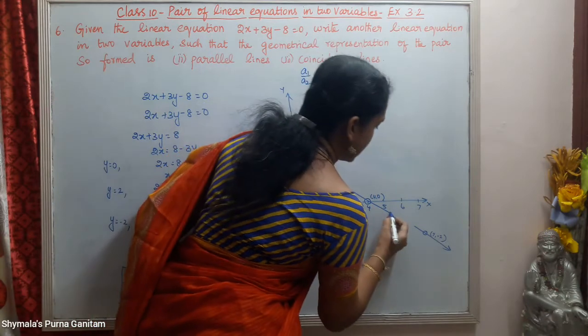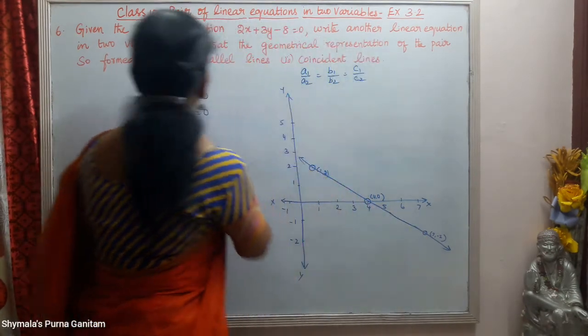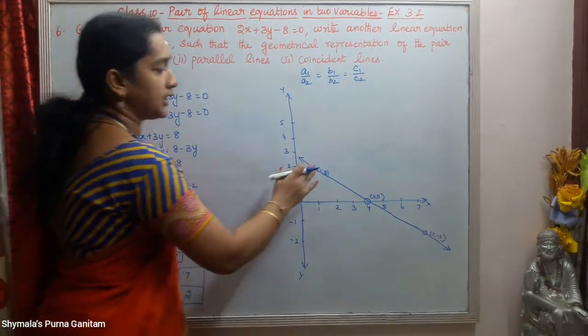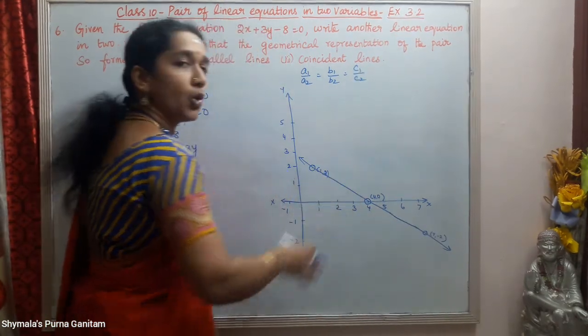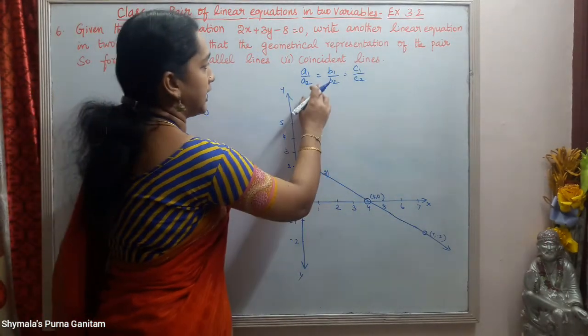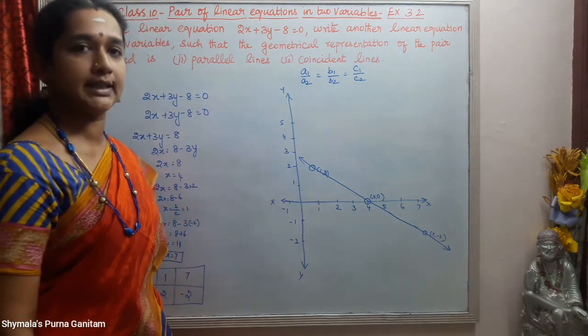So the other line is the same thing, with the same coordinate points. If I substitute it here, it will be overlapping one above the other. So we will get coincident lines.